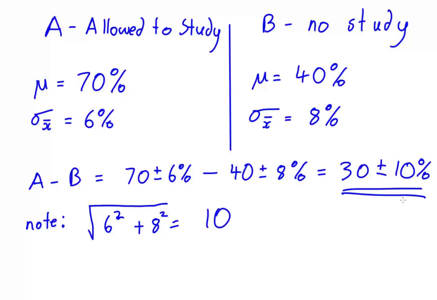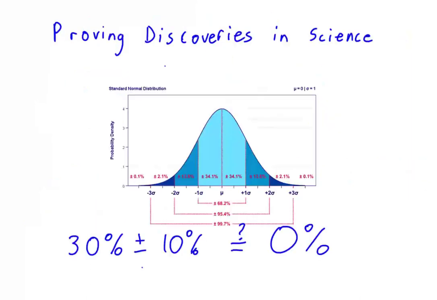Well, to figure this out, let's consult our probability distribution. If we have a look, our 30% is 3 standard deviations above the expected mean of 0. So, looking at our graph here, the probability of this occurring is less than 0.1%. Therefore, we can be pretty confident saying that this is not a fluke. In fact, we could say this is not a fluke with 99.9% confidence. Therefore, the null hypothesis is wrong, and studying must influence the students' results on the physics exam.